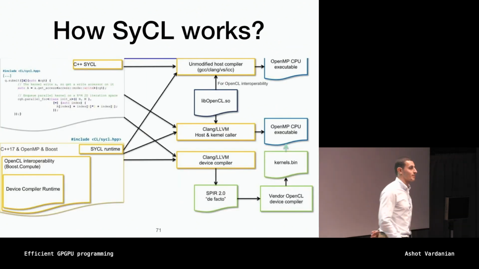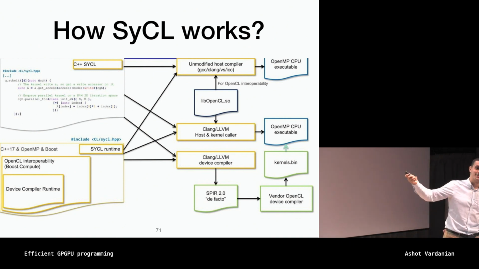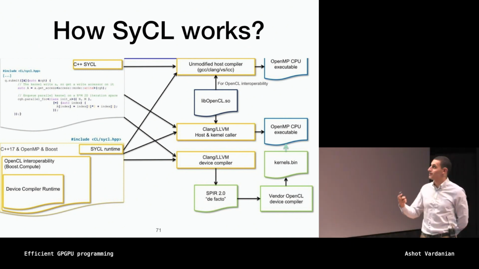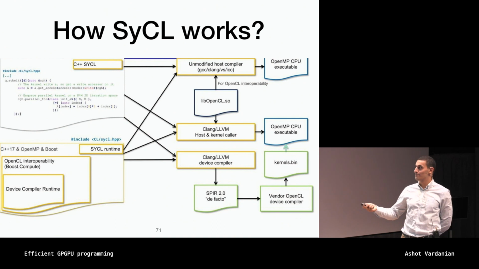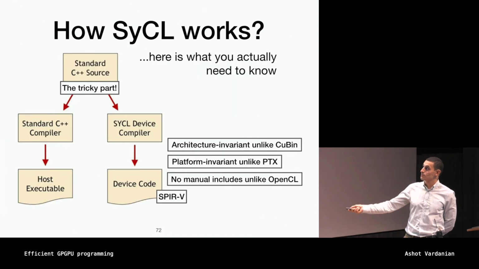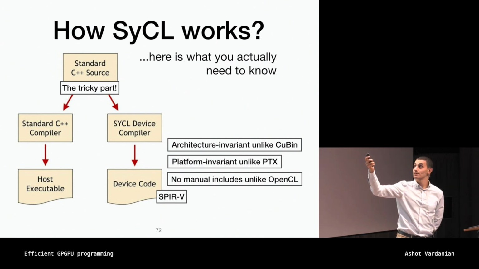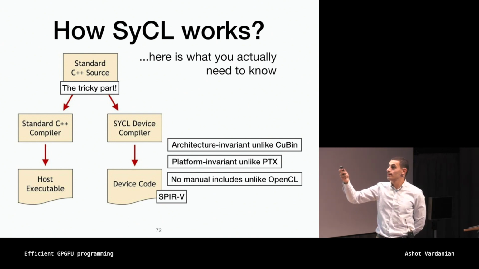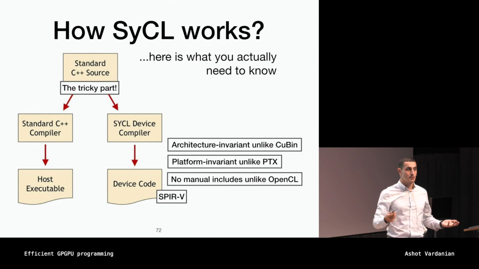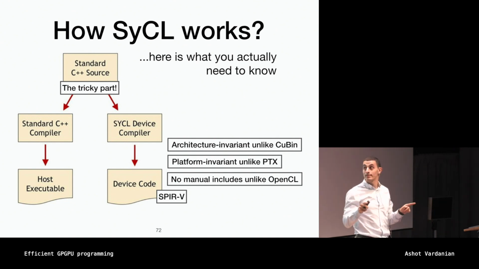Here's how it looks. Self-explanatory, right? I hope not, because it definitely doesn't feel self-explanatory to me. Here's what you need to know. You get one single source file, which is a C++ file, and then the compiler, which already knows how to work with this kind of source file, splits this into two files.